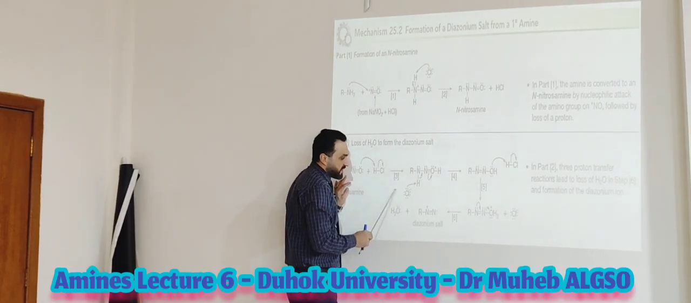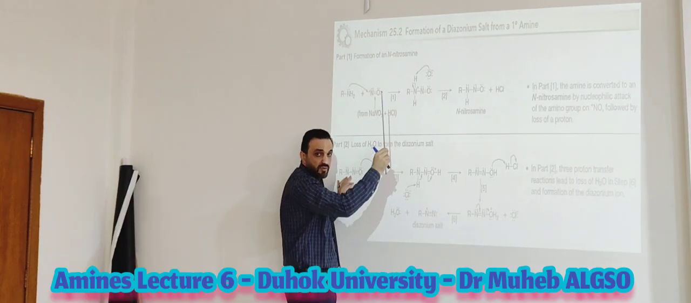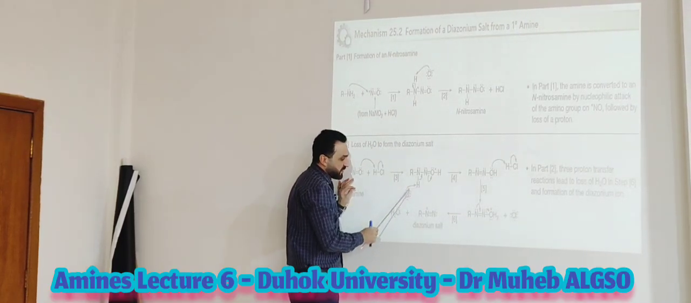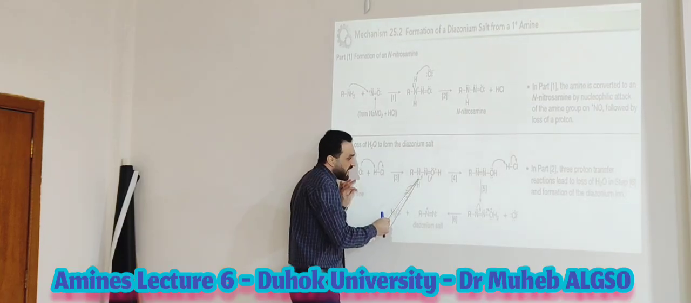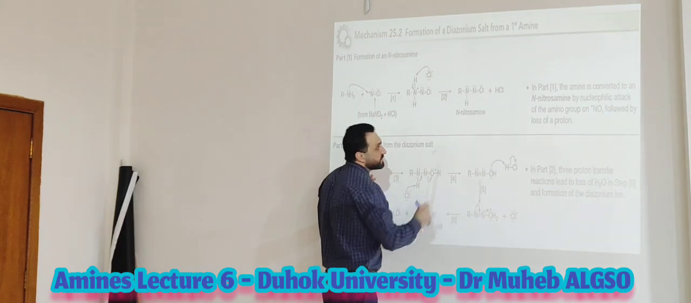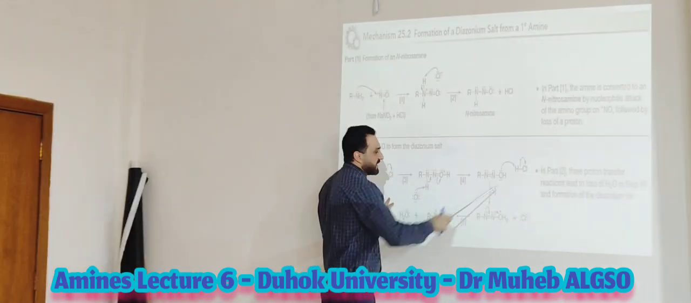What we have to do now is, the Cl minus removes the second proton. Okay, the first proton is gone, and we have to remove the second proton. The Cl minus removes the second proton, and both electrons make a pi bond here, and the pi bond will open to the oxygen to give you this intermediate.